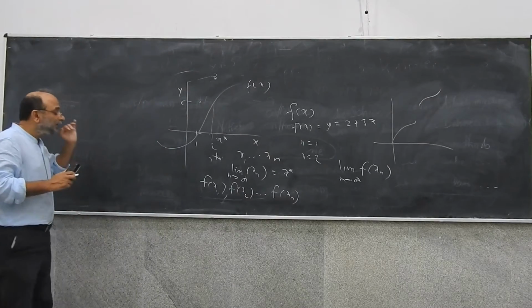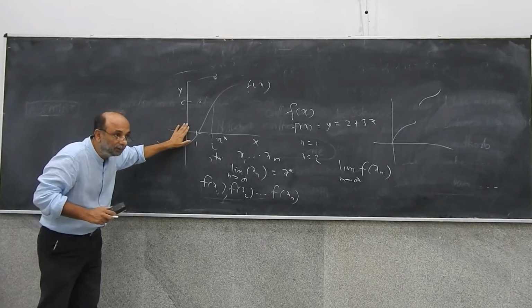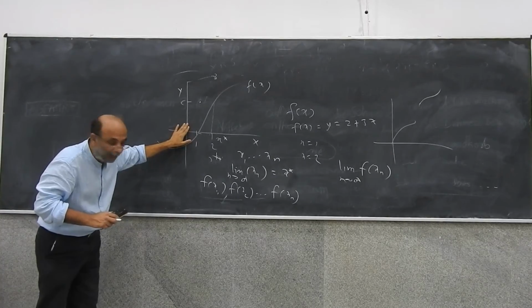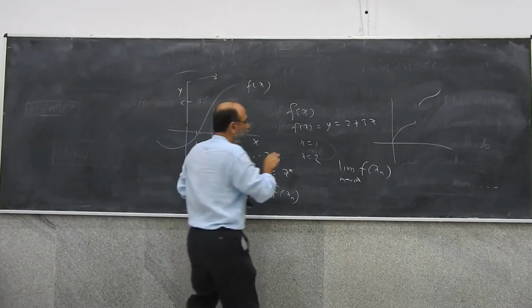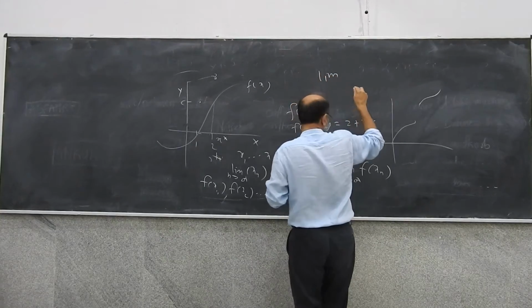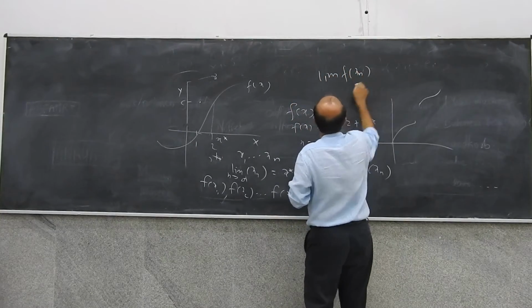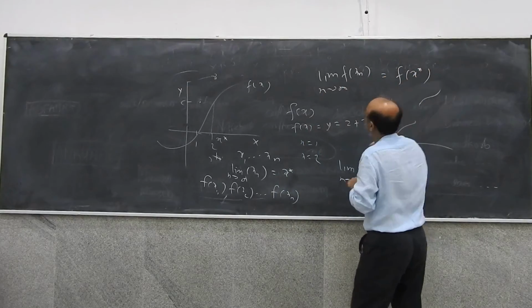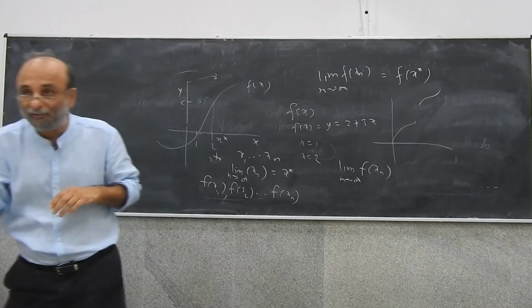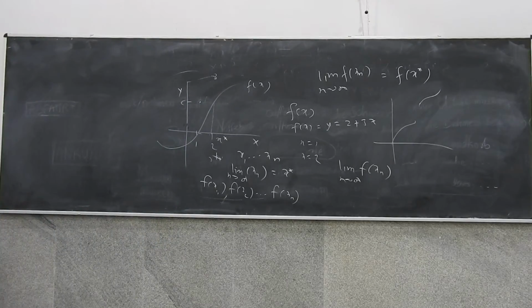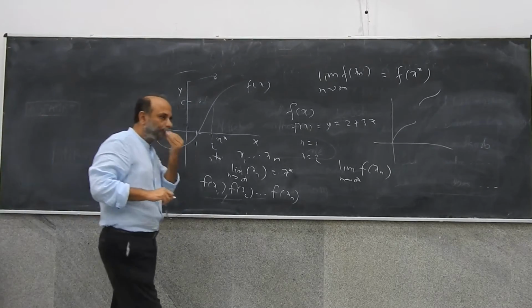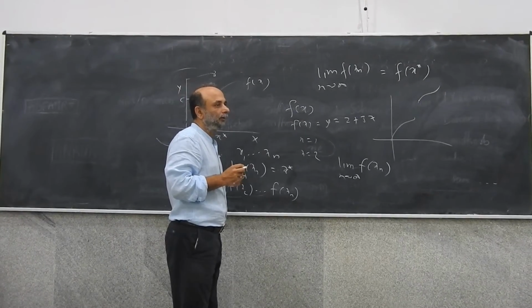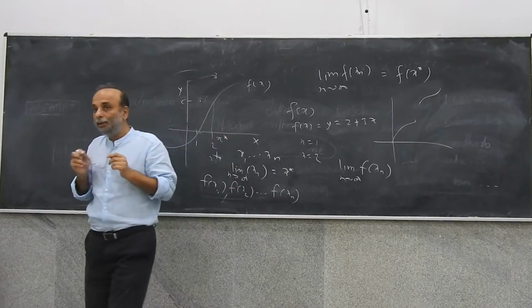Now, this function is said to be continuous if the limit of f of xn is the limit of f of x, equal to f of x star. Can you explain this idea to me?